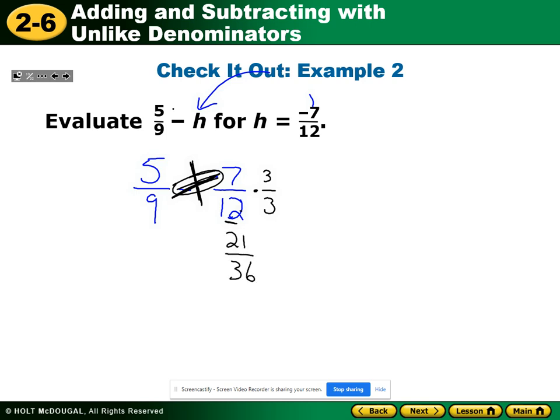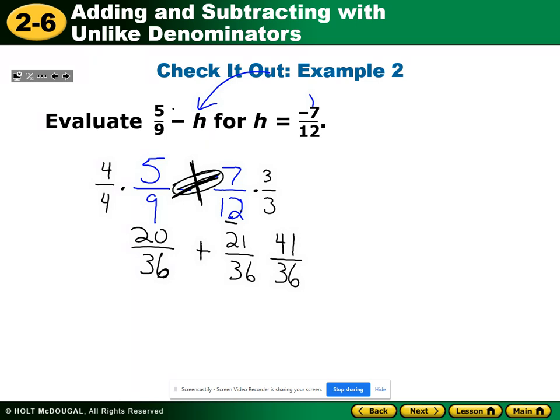21 on the top for the numerator. I know it's going to be addition because I saw minus and negative. That's addition. This side, I'm going to use 4 over 4. That's 20 over 36. When I add these together, I get 41 over 36.